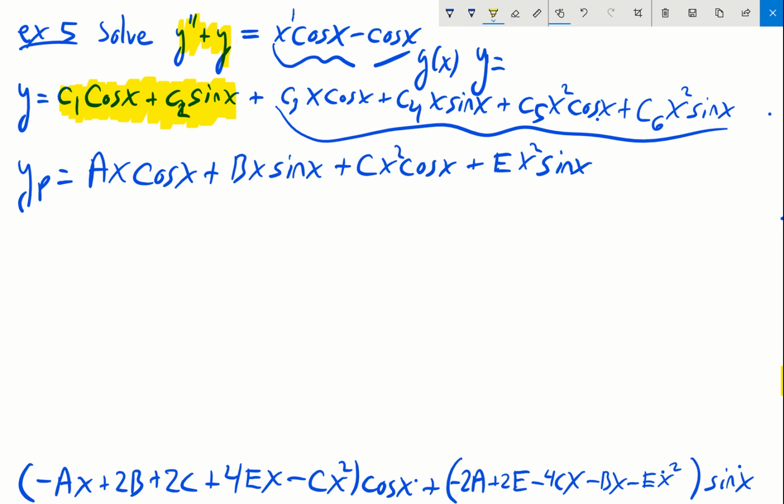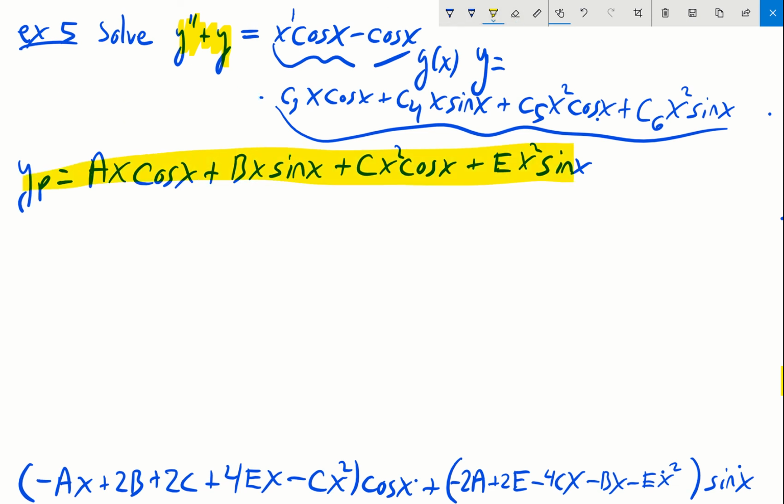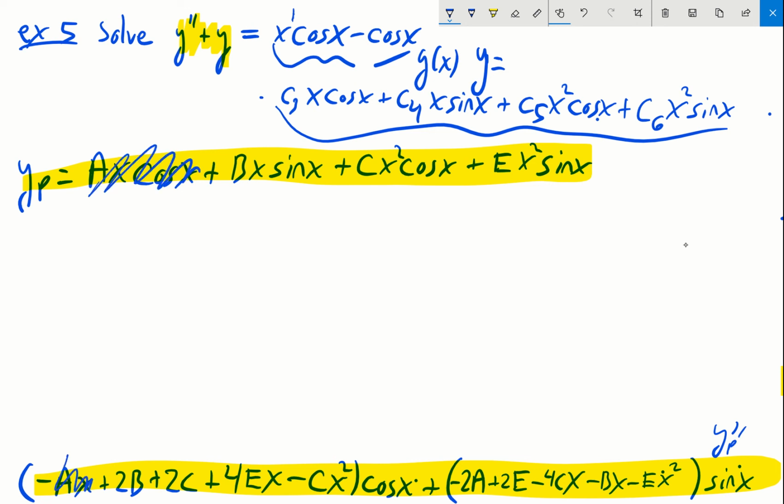So to save as much writing as I can, let me just highlight. So it's y double prime plus y prime. Don't want that to visually distract us. So I'm going to add this function to this function. This is y double prime of p. When I do that, notice that this term, this is going to be a negative ax cosine, so that cancels. The cx squared will cancel with that one. And so what we're going to have essentially left over is this.